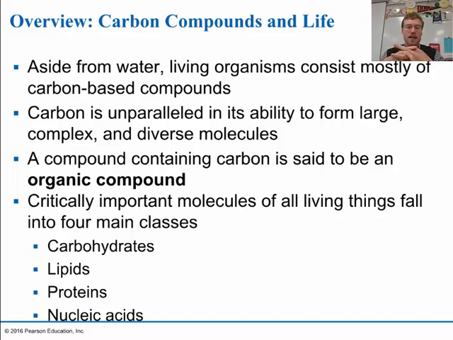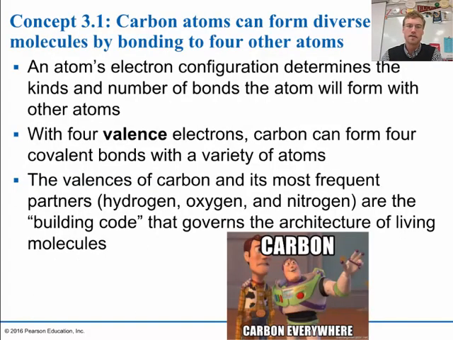And compounds containing carbon are said to be organic compounds. And so the main four classes of organic compounds are carbohydrates, lipids, proteins, and nucleic acids. We'll talk about each of those more specifically in the next video, but this one we're just going to be talking about carbon itself. So carbon atoms can form lots of diverse molecules by bonding to at least 4 other atoms. And the reason why it can do that is because of its valence electrons.